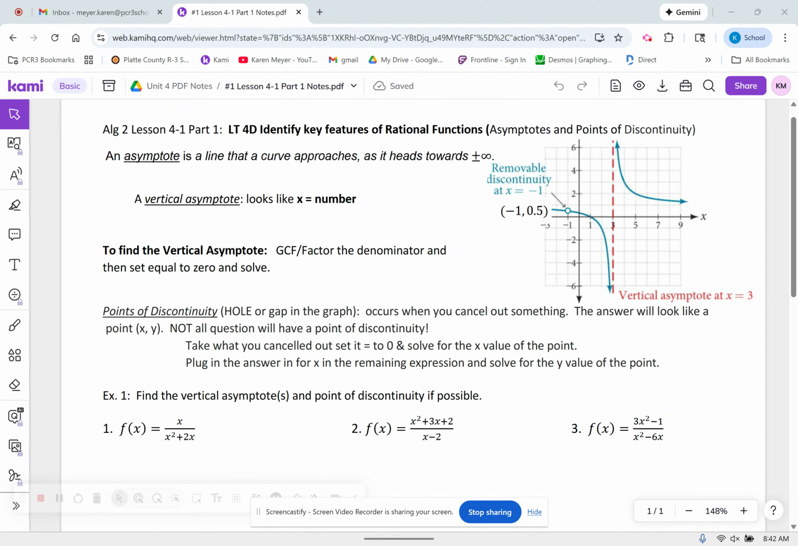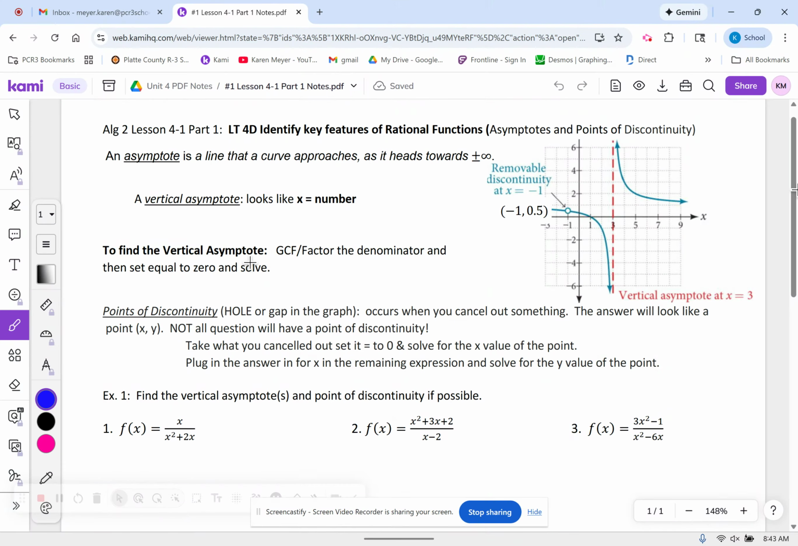So the first type of asymptote that we're going to focus on today is going to be called a vertical one. So you're going to have a vertical dashed line, and since it's vertical, all vertical lines will always have an equation that looks like x equals a number. So if you look over on the side, we have a picture here, and in the picture we have a red vertical dashed line going through the number 3. So that would be x equals 3.